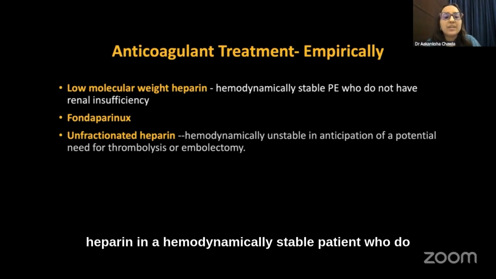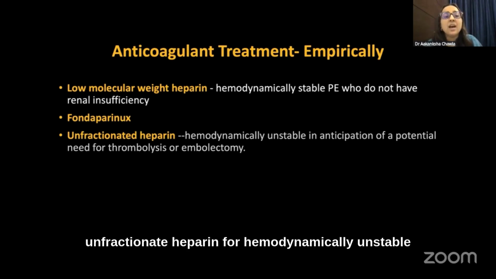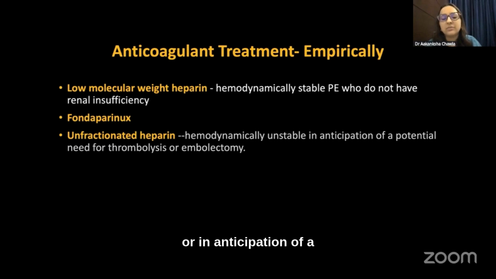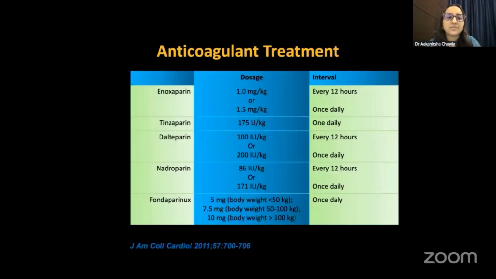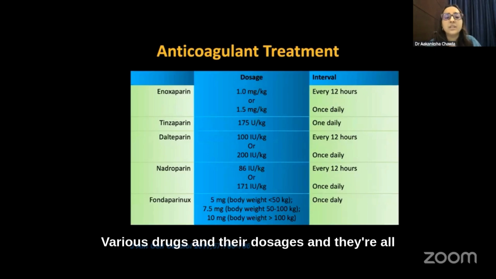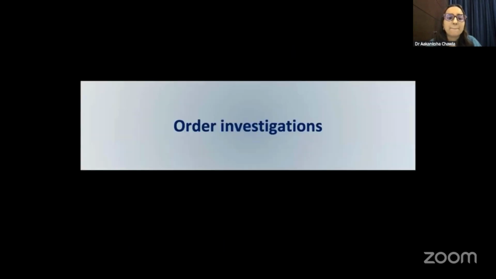So low molecular weight heparin in a hemodynamically stable patient who does not have renal insufficiency, unfractionated heparin for hemodynamically unstable patients or in anticipation of a potential need for thrombolysis or embolectomy, and fondaparinux is another drug for empirical anticoagulant treatment. There are various drugs and their dosages, and they are all equally efficacious for anticoagulant treatment.